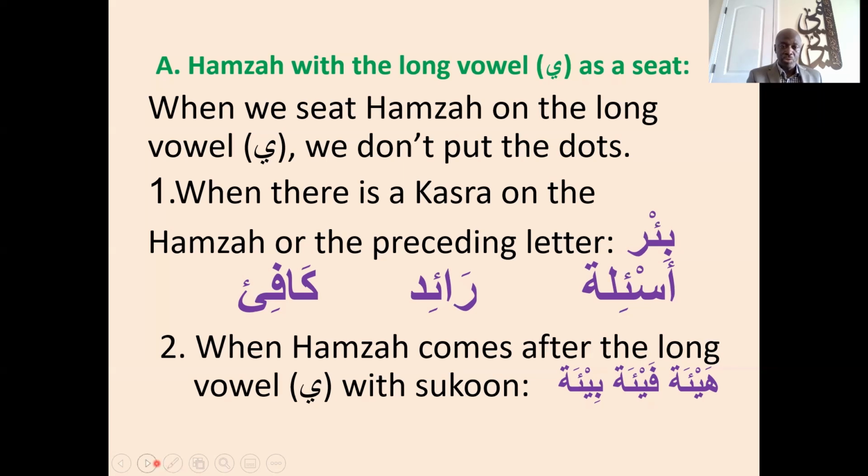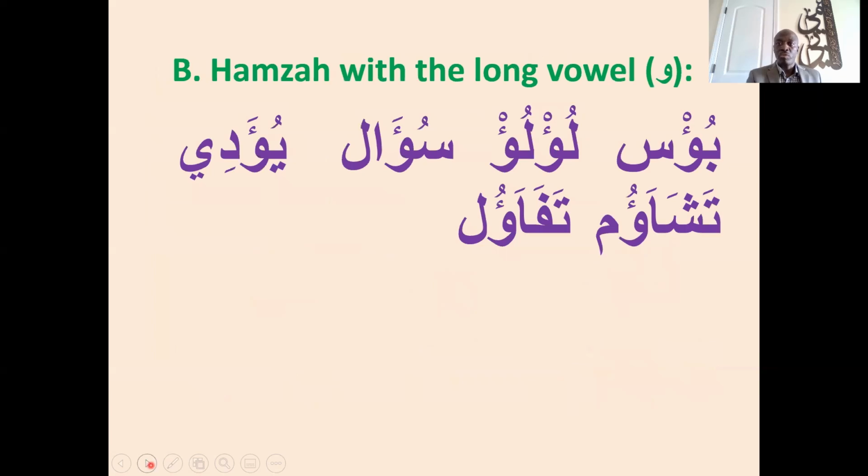Okay, let's move to the last one, hamza with the long vowel waw. So why did we seat the hamza on the waw here? Also, the same rule applies. The rule that says we only take a look at the hamza and the letter that precedes it. In this case, the letter that precedes the hamza is the letter ba, and ba has the dhamma, so bu, and then the hamza has the sukoon. So the dhamma is stronger than the sukoon, then the hamza has to be seated on the waw.